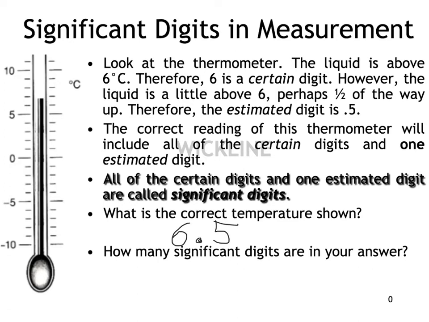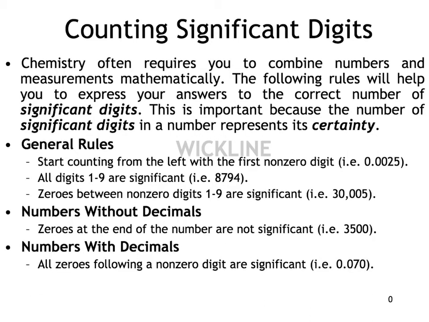Now, just as a quick review, this one's called a certain digit and that's called an estimated digit, and both of those together are called significant digits. So how many significant digits are in my answer? It's 2, because I have the 6, which is certain, and the 5, which is estimated.